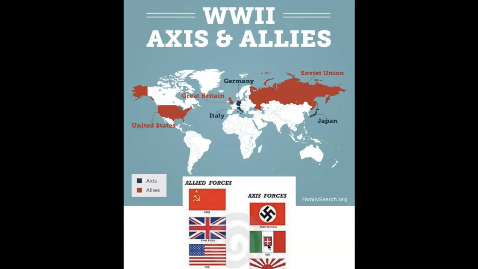Then on the Allied forces, we have the United States, France, Great Britain, and the Soviet Union, which later becomes Russia. The Soviet Union actually originally was fighting with the Axis forces, but they switched teams when Germany betrayed them.